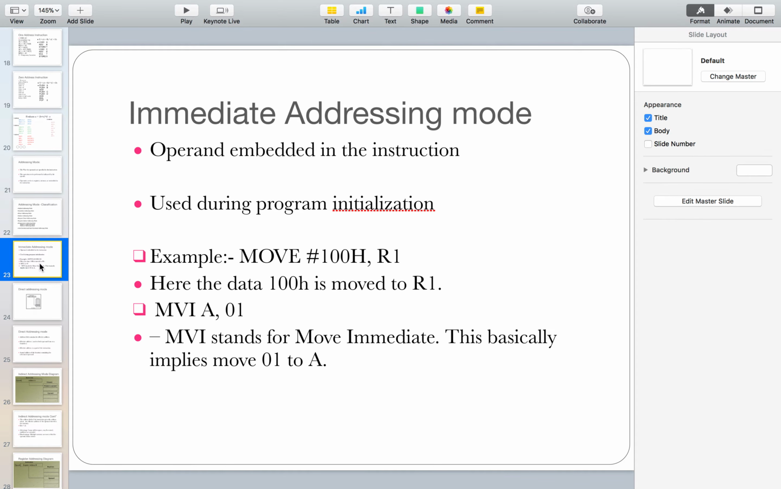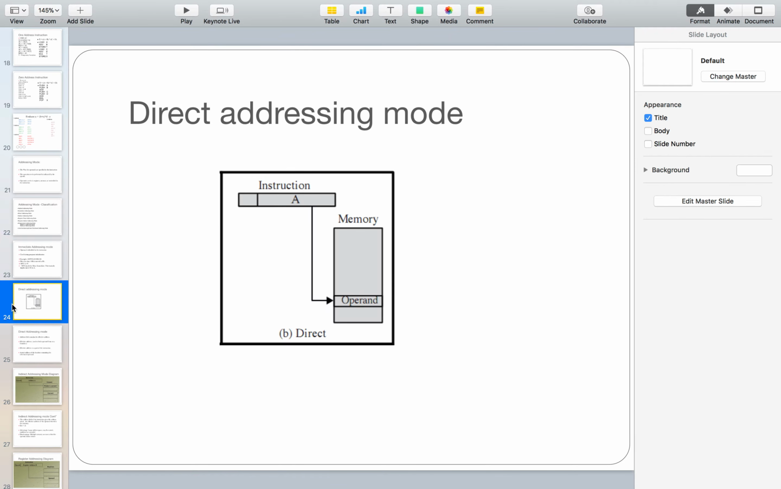Immediate addressing mode. Immediate addressing mode takes the direct value given in the instruction, so it is used for direct program initialization. The directly initialized value will go to the immediate addressing mode. Direct addressing mode. The value which is given in the instruction, that is the address part, will give a direct pointing to the operand which is present in the memory. This is known as direct addressing mode.